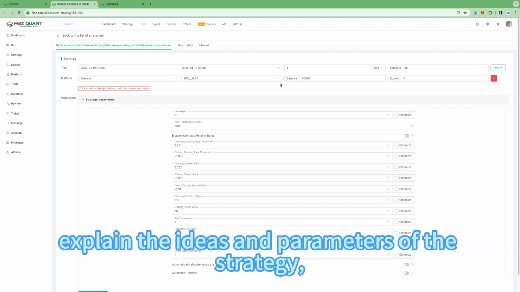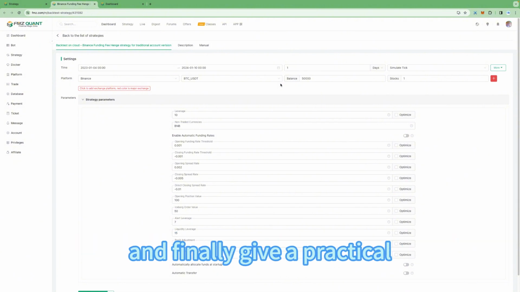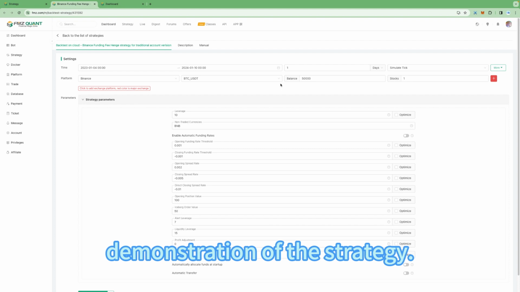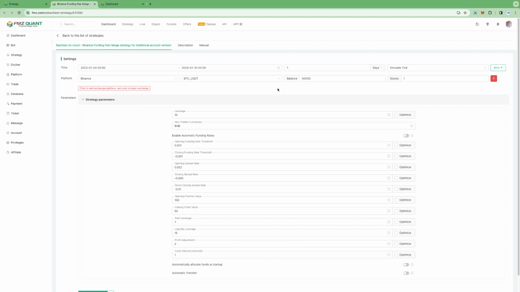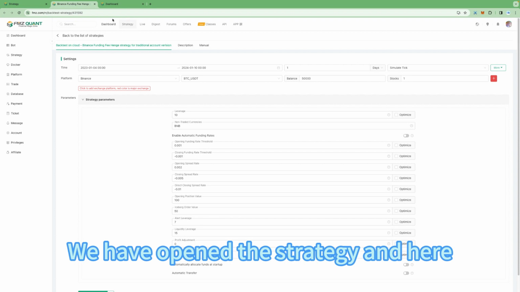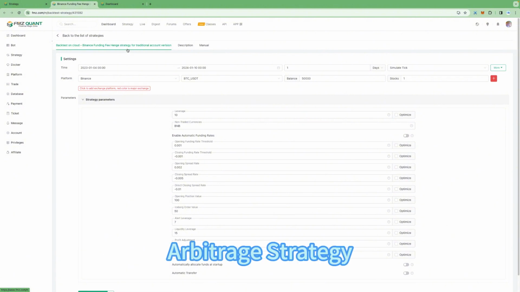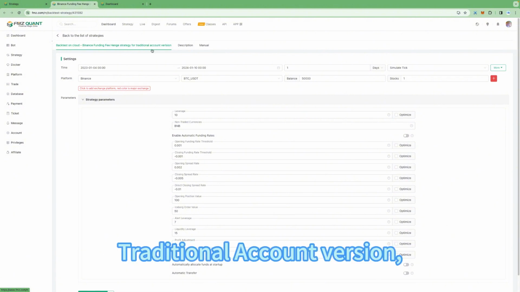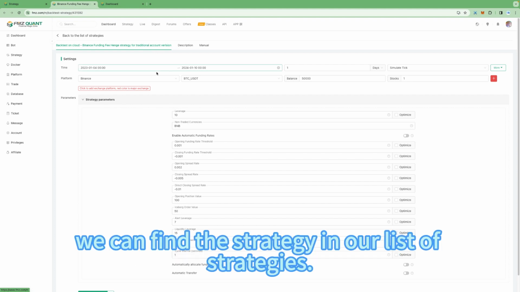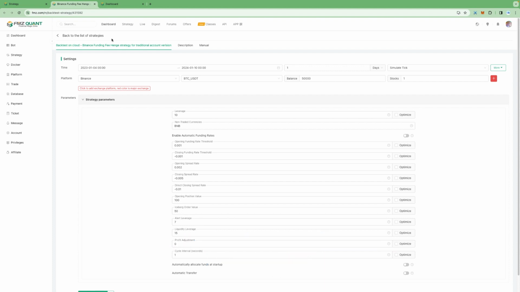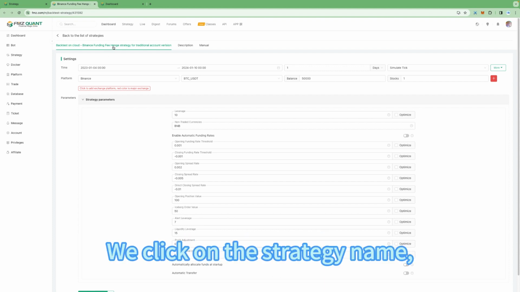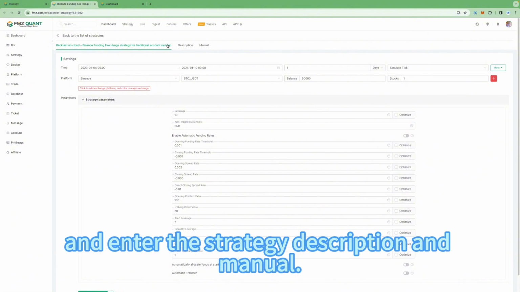We will explain the ideas and parameters of the strategy, and finally give a practical demonstration of the strategy. We have opened the strategy, and here we have rented the Binance funding rate arbitrage strategy, traditional account version. We can find the strategy in our list of strategies. We click on the strategy name and enter the strategy description and menu.